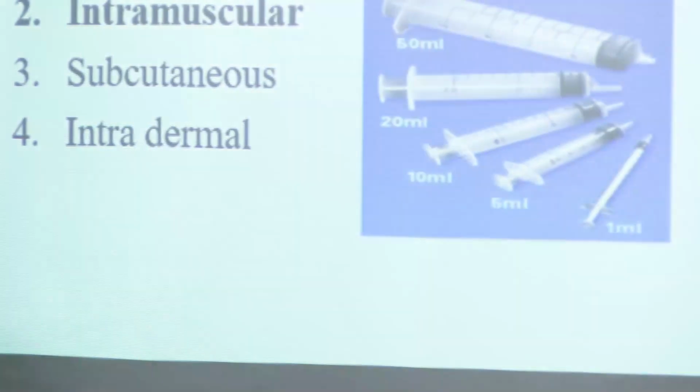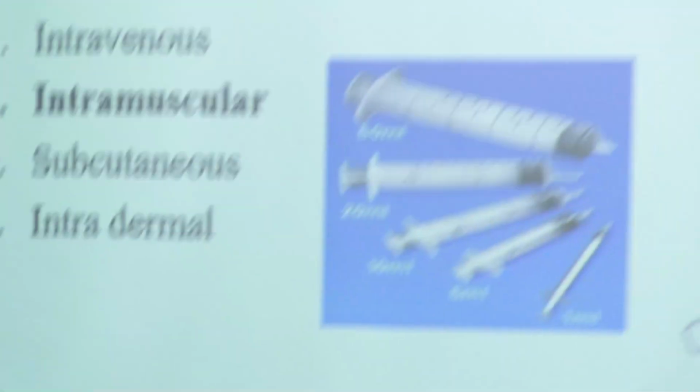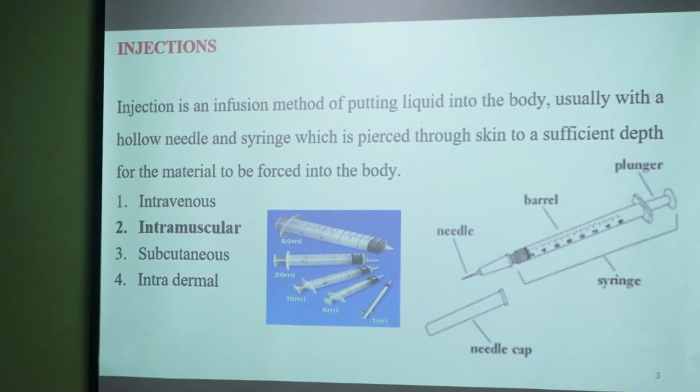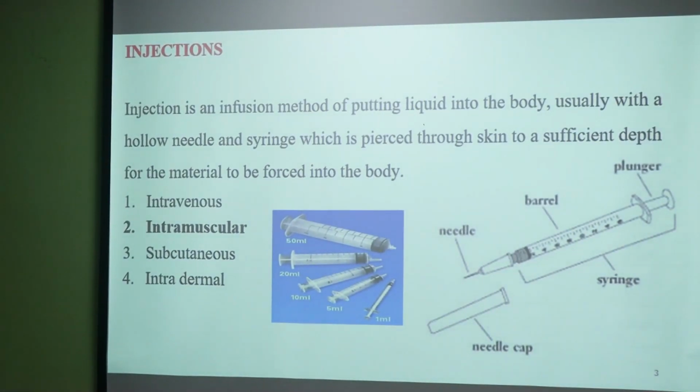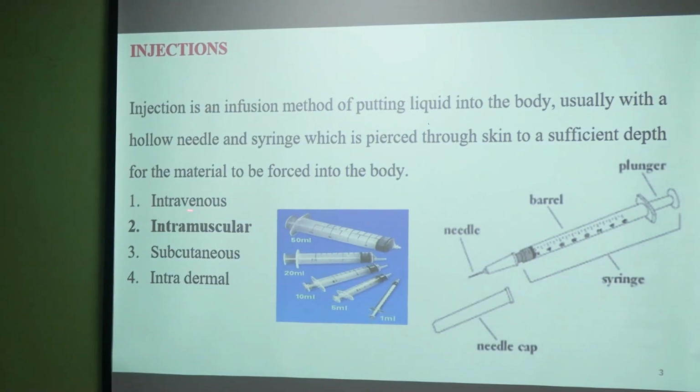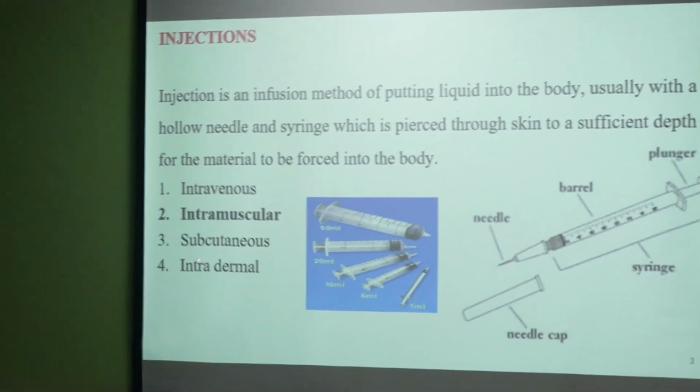Then there is no first pass metabolism. Drugs with poor oral bioavailability can be given through this route. Okay, so these are the advantages of parenteral route over oral route. There are various routes of drug administration, like you already know: intravenous, intramuscular, subcutaneous, and intradermal.